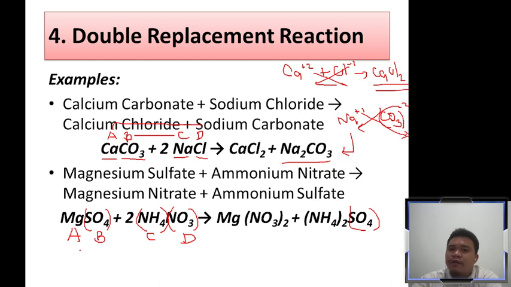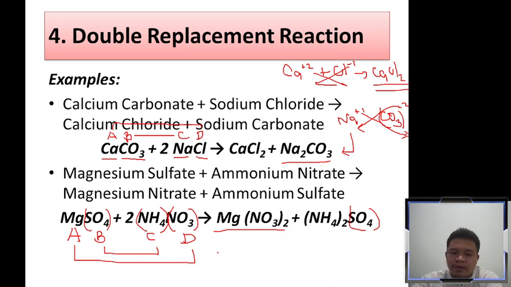So again, when we look at a double replacement reaction, A always pairs with D and B always pairs with C, so that when we identify the products of this reaction, A should pair with D. As you can see, Mg should pair with NO3. So that's why you can see here Mg(NO3) with a subscript of 2.